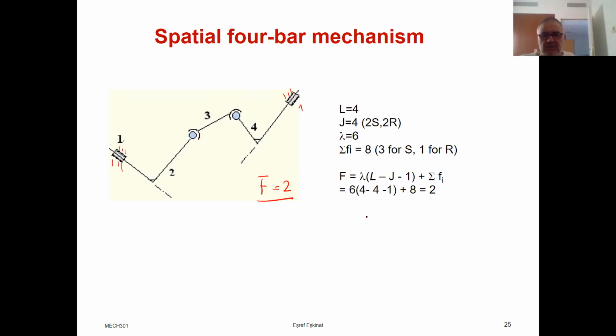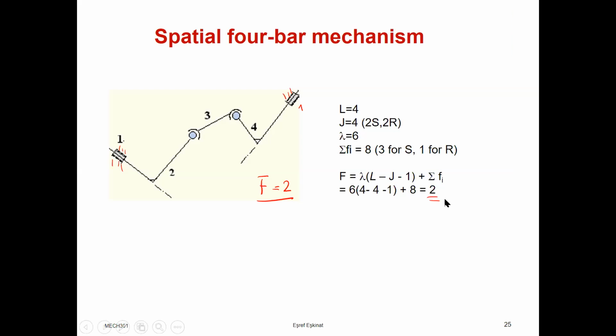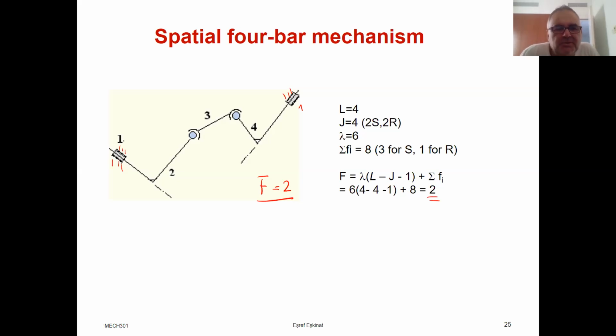The degree of freedom comes out to be two. But in the video I have shown you, you can move the mechanism simply by a hand-operated arm. So it looks like the degree of freedom of this mechanism is one. So what is the catch there? What is the problem here? Well, there is something that we are missing here. And what is that, do you think? The spherical joints? Yes, it has to do with the spherical joints.